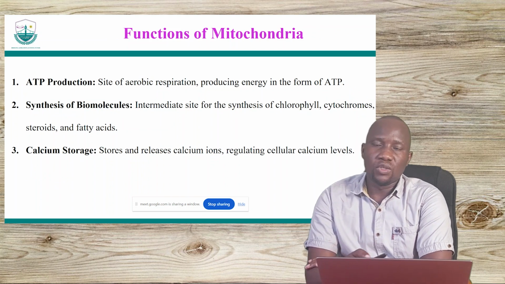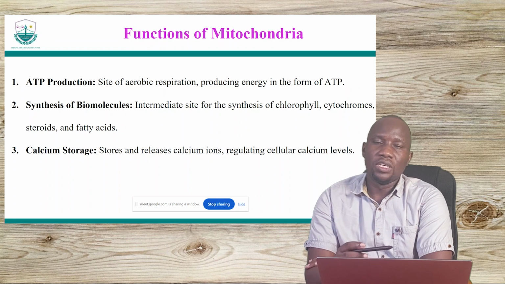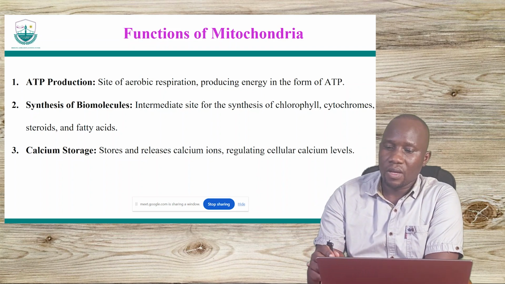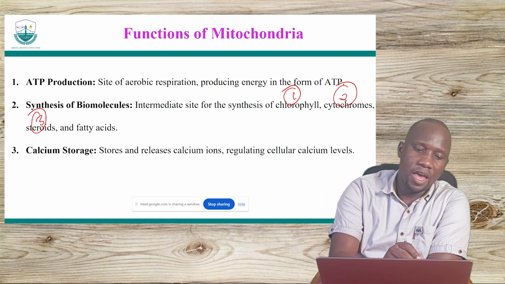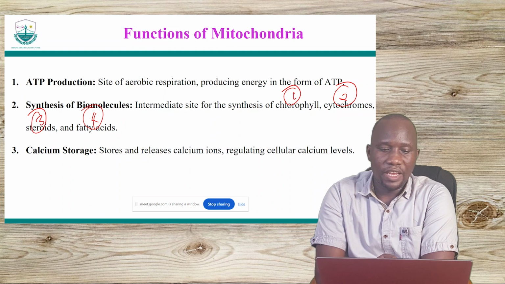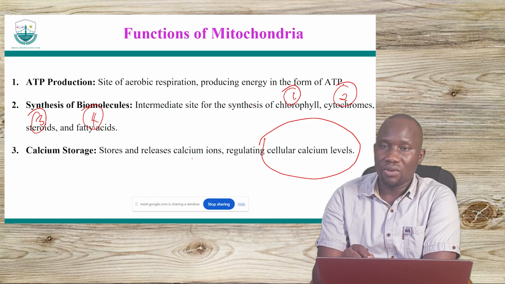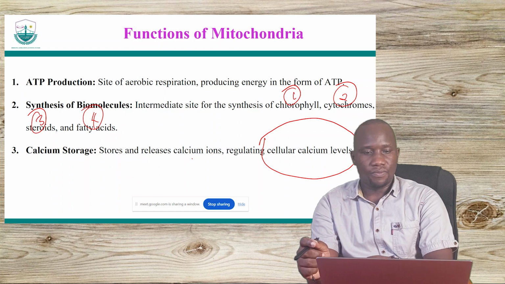Mainly the function of the mitochondria is to make energy in the form of ATP. But it is also involved in the synthesis of other molecules, for example chlorophyll, cytochromes, steroids, and fatty acids. And it's very important in storing and releasing calcium ions. Therefore, it plays an important role in regulating the amount of calcium in the cell.